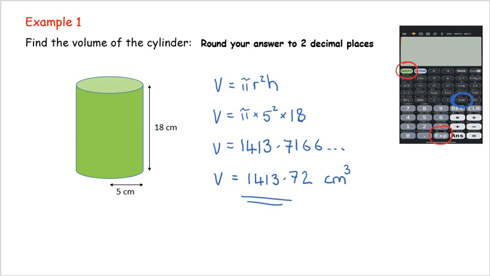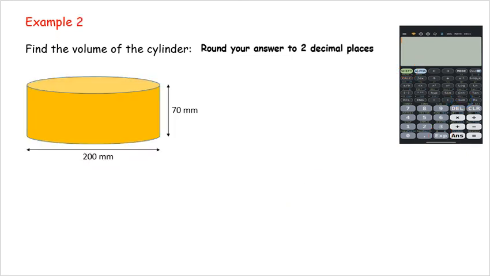Okay, so second example. This time again, we want to find the volume of the cylinder, and the same rules for rounding apply here, 2 decimal places. Because it's the volume of a cylinder, the first thing I do straight away is write down my formula. So pi r squared H. Next thing, put in all the information that I know. Now, I need to be careful here. So pi is just pi.